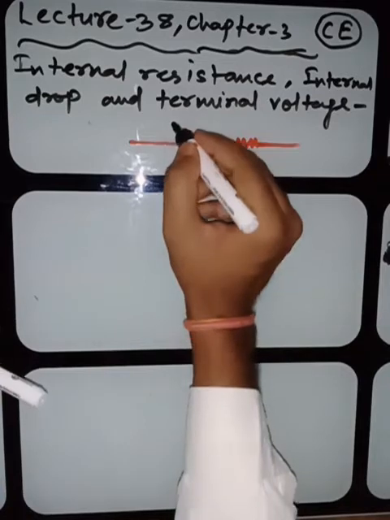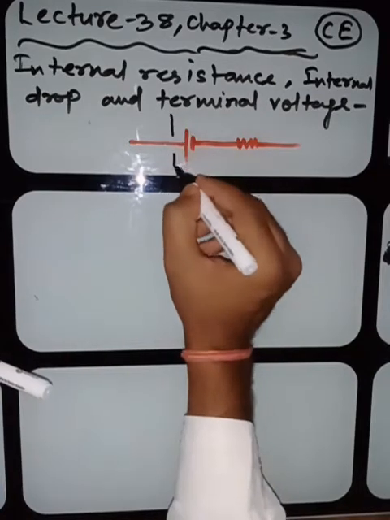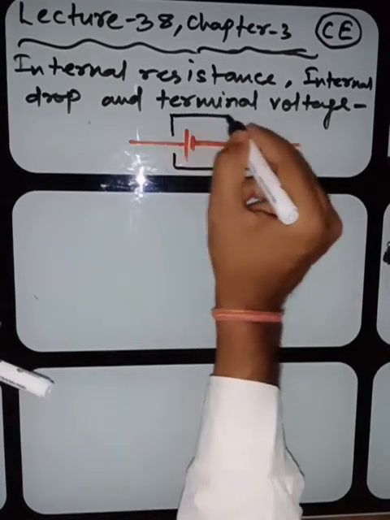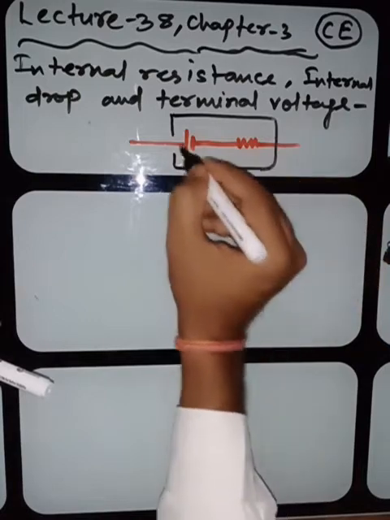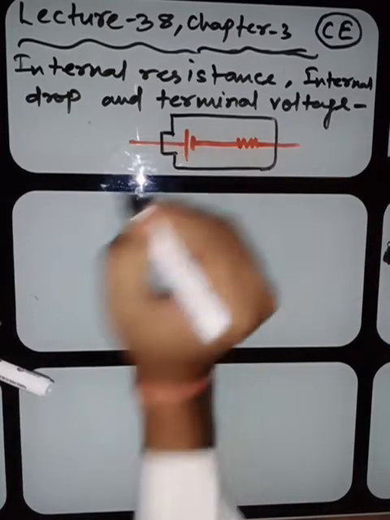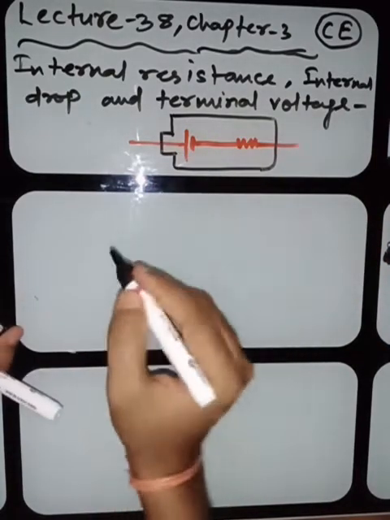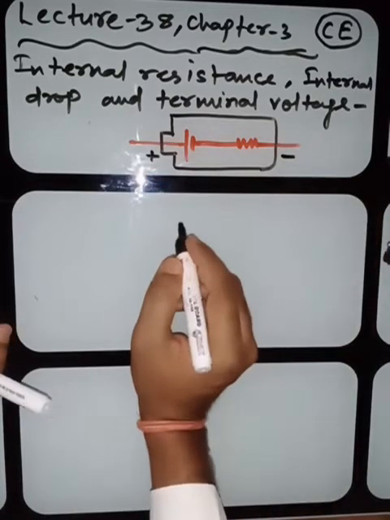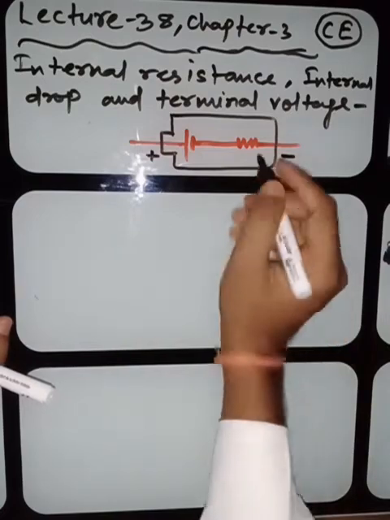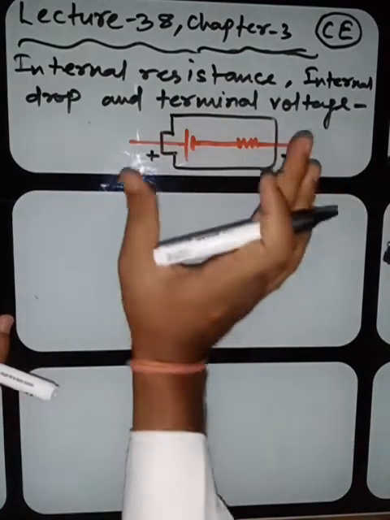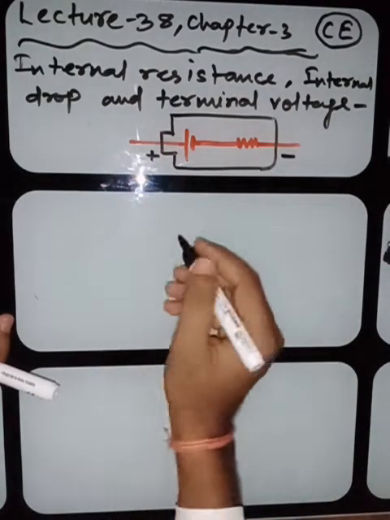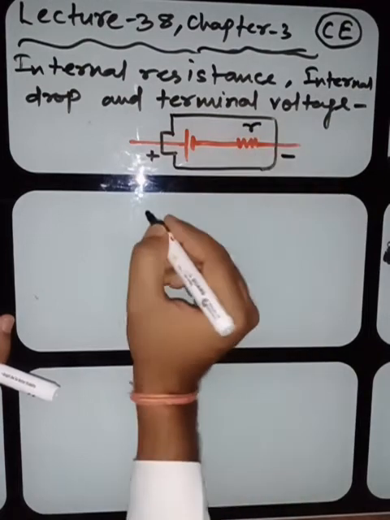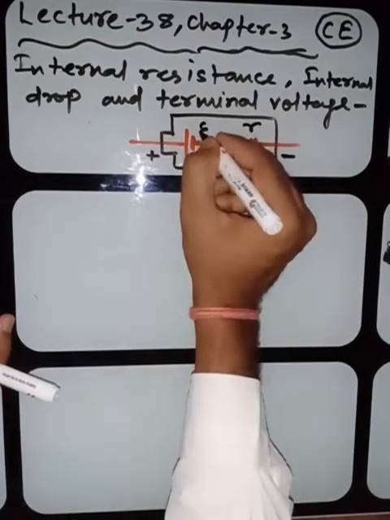This is the entire cell that you buy from the market. This is the positive terminal and this is the negative terminal, my dear student. You cannot see the internal resistance, it is inside the cell or the battery. This is represented by small r, and this is the EMF.